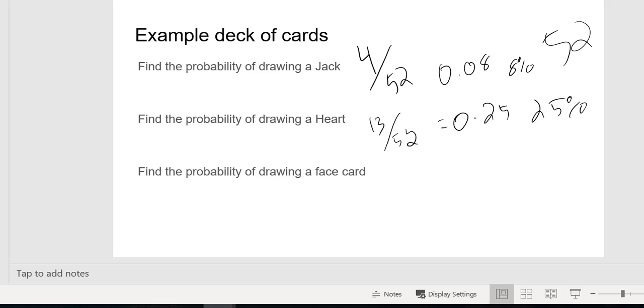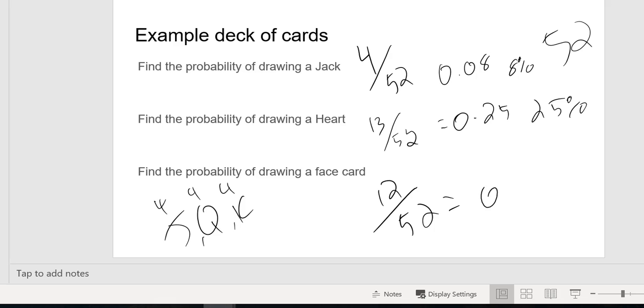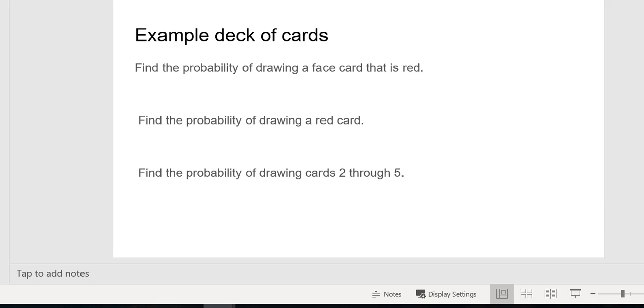What's the probability of drawing a face card, where there's jack, queen, king, and there's 4 of each one of them? That comes out to be 12. So 12 over 52 is going to give me 0.23 or 23%. Like I said, if you don't understand where these numbers came from, just look at a picture of all the cards in a deck and count. It's not that bad.